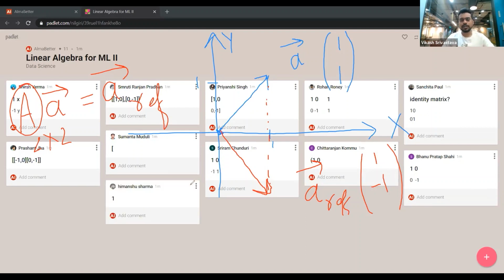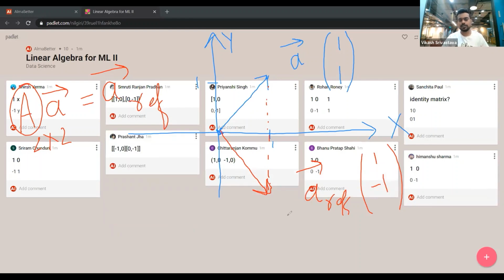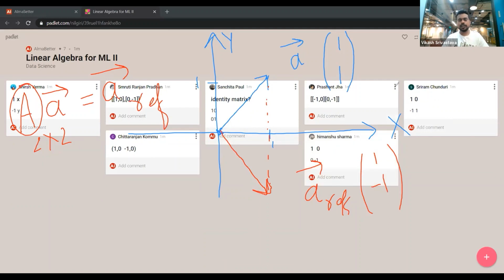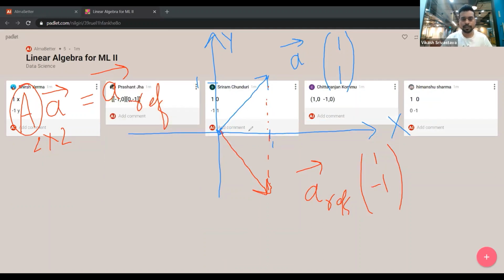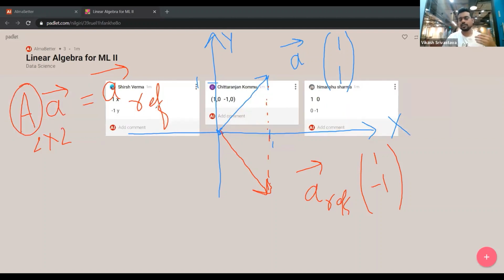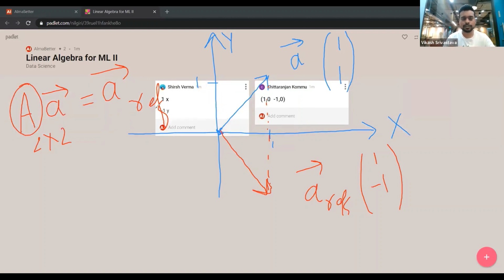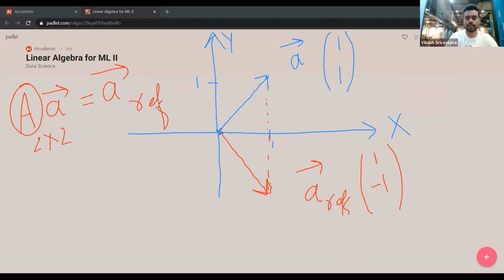Okay, can you guys delete your post from the Padlet? Let me just delete your post, so you can just click on the three dots. Just delete your post from the Padlet. Okay, Himanshu, Sriram, Prashant, just delete your post. Sheers and Chitranjan, yeah. Okay, now perfect.